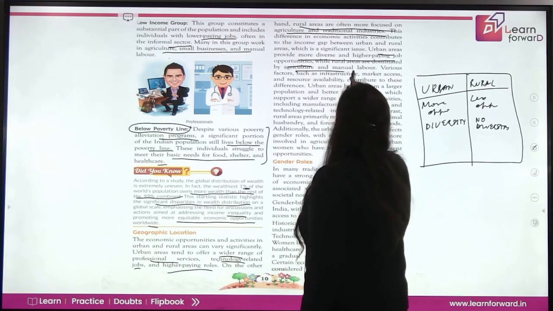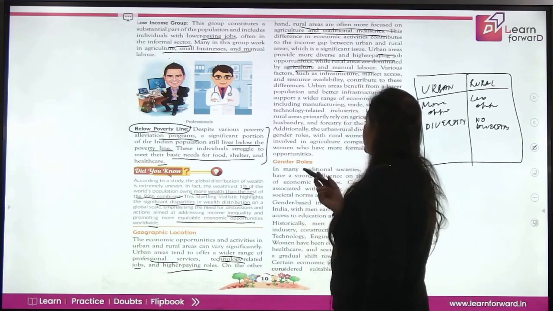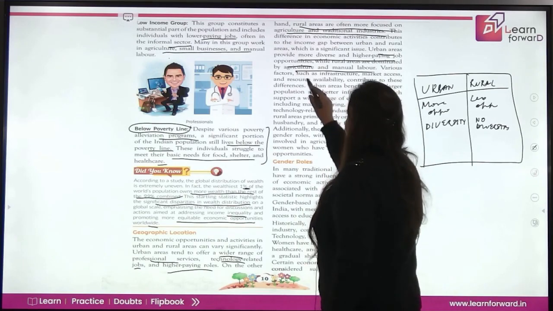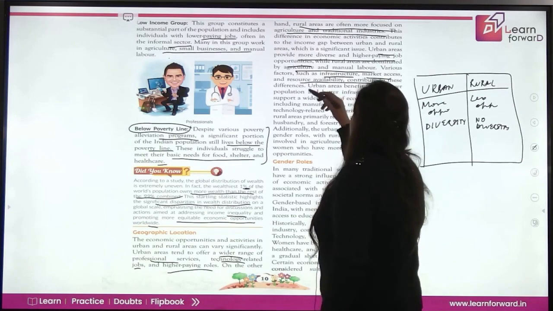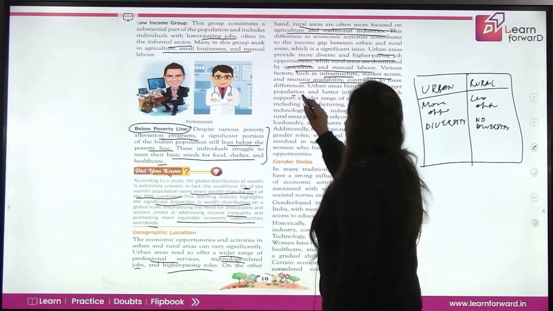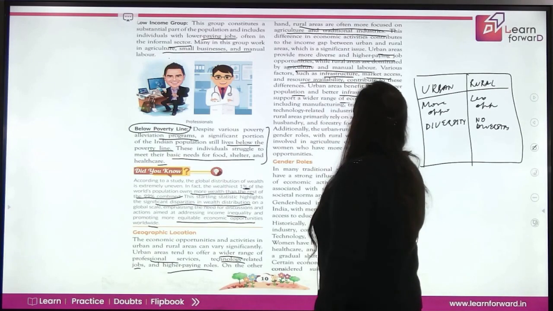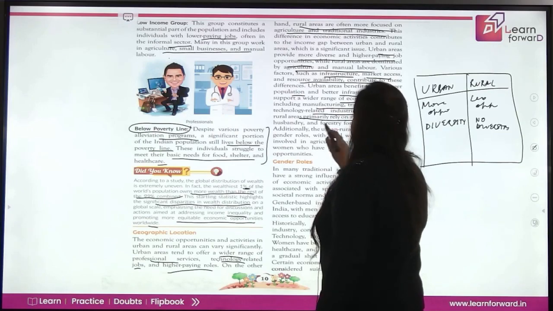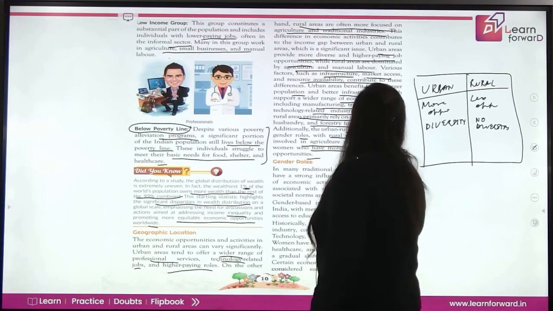तो अर्बन एरियाज में डाइवर्स और हाई पेइंग जॉब अपॉर्चुनिटीज हैं, रूरल एरिया में एग्रीकल्चर और मैनुअल रिलेटेड जॉब्स रहती हैं। जो मेजर फैक्टर्स हैं, जैसे इंफ्रास्ट्रक्चर, मार्केट एक्सेस, रिसोर्स अवेलेबिलिटी, ये भी कंट्रीब्यूट करते हैं differences में. Now, urban areas benefit from a larger population, better infrastructure, which support a wider range of economic activities, including manufacturing, trade, services, and technology-related industries. In contrast, rural areas primarily rely on agriculture, animal husbandry, and forestry for their livelihoods. Additionally, the urban-rural divide also affects the gender roles, with rural women being involved in agriculture compared to urban women who have more formal employment opportunities.